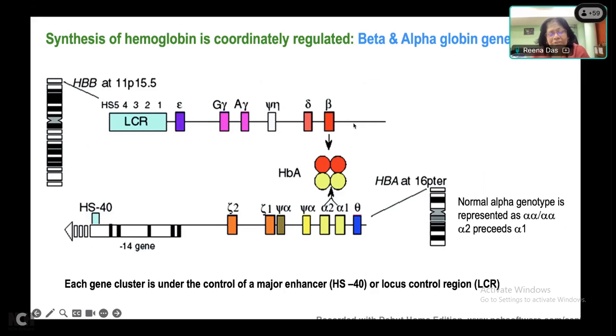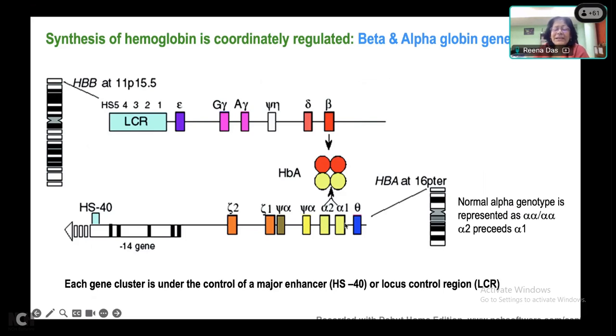And then you have the beta chain, which gives rise to the adult hemoglobin. So this is the production of the alpha globin chain here. So you have the embryonic hemoglobins like the zeta 2 and the zeta 1. And then you have some pseudogenes over here, pseudo alpha. And then you have the alpha 2 and alpha 1.